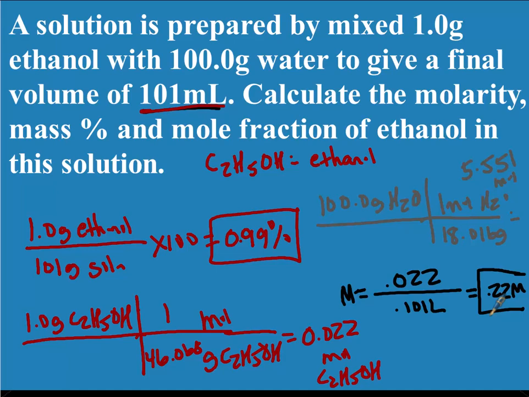And then the last one is mole fraction. For my mole fraction, I had 0.022 over 0.022 plus 5.551. Mole fraction is represented with this X, which is technically chi, and that is 0.0039. So a really small mole fraction of ethanol, since very little of the solution is ethanol.